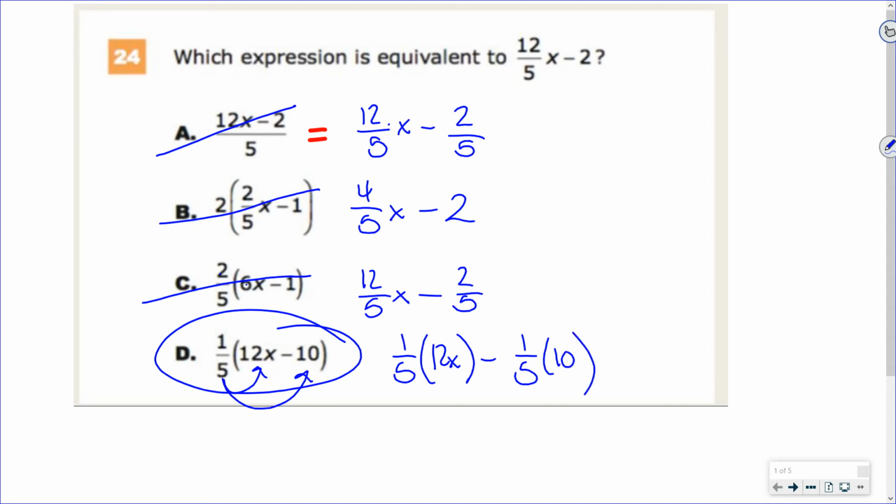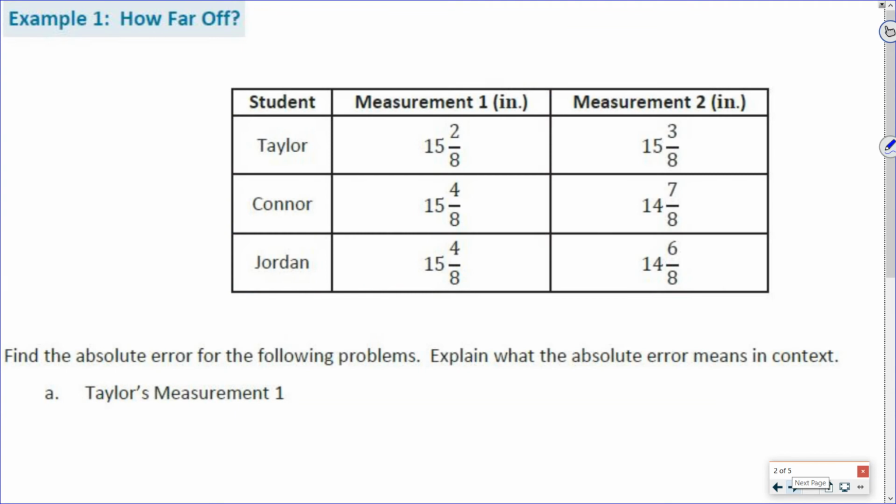And a fifth of 10 is 2, and a fifth of 12 is 12 fifths. Okay? All right, so what are we doing today? Today we are talking about percent error.